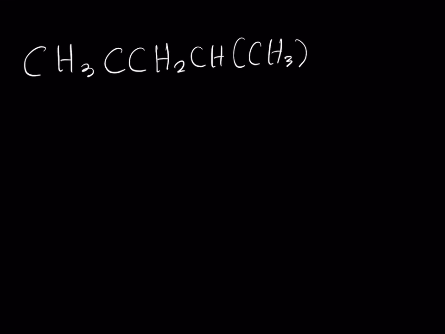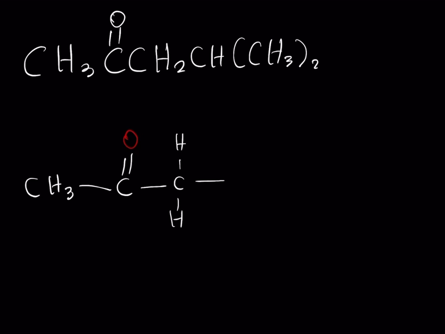This one is a little different than the other ones, so be careful with it. How would we do this one? So we have a little ketone group right here, and so we have a CH3, and that's attached to a carbon that has double bonded to an oxygen. Then it has a CH2, a CH, and then 2 methyl groups on the last carbon.